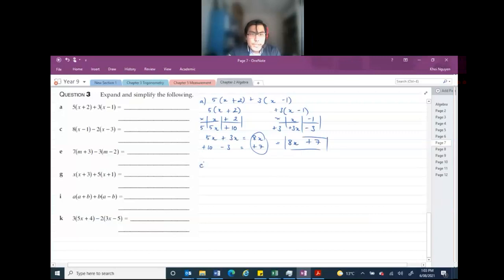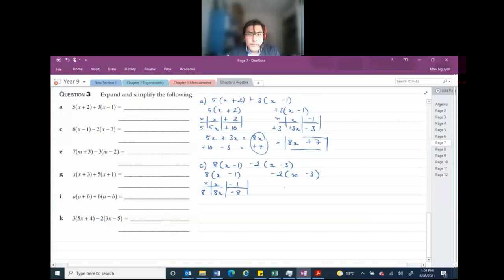Next we have C. So we have 8 brackets x minus 1 minus 2 brackets x minus 3. Okay, so first bracket, 8 brackets x minus 1. And the second bracket is negative 2 brackets x minus 3. Okay, so first one, we've got 8 on the outside, x minus 1 on the inside. Multiply them together. That's 8x. 8 times negative 1, that's negative 8.